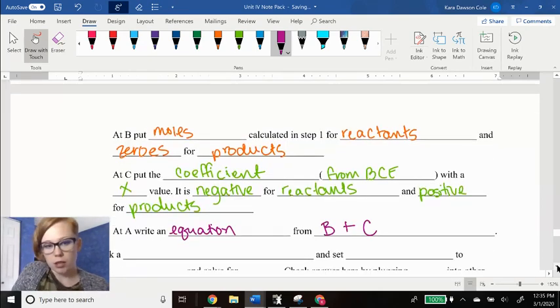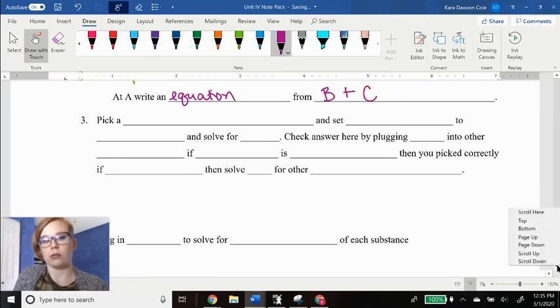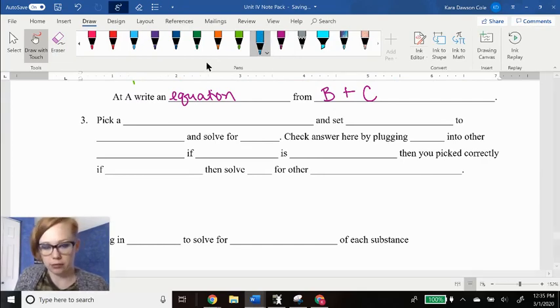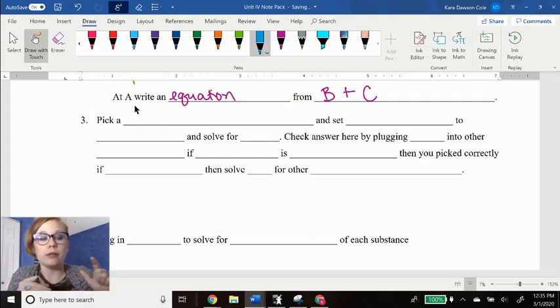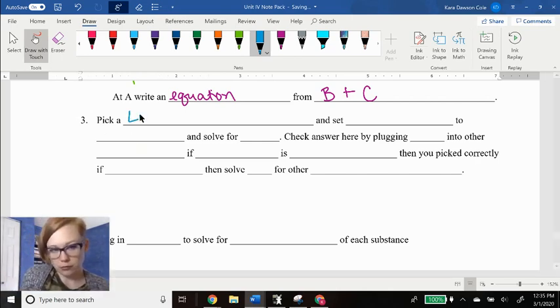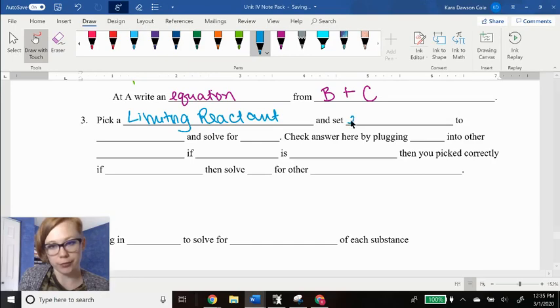That's my table. So for my next step, I'm going to pick a limiting reactant. And you might be able to figure it out automatically. It's going to give you the smallest x value. So out of the two equations that you wrote for your reactants, solving for the smaller x value, that's your limiting reactant. Okay, so pick a limiting reactant, and you're going to set that equation to 0. And then you're solving for x.